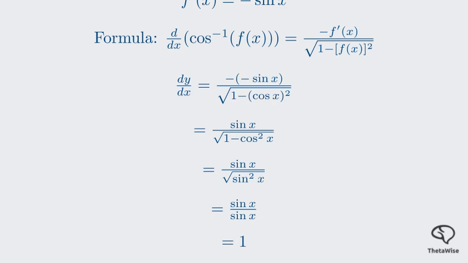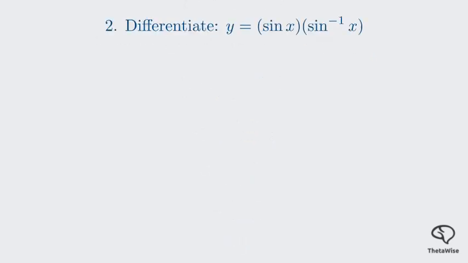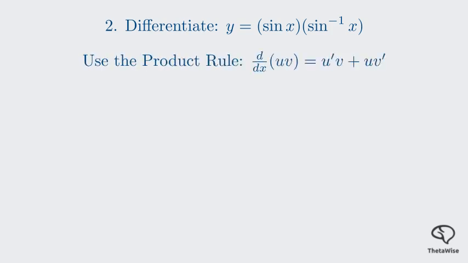The key takeaway is that even if you can simplify, understanding the chain rule is crucial for problems where you can't. Let's move to the next example. Number 2 is y equals sin x times sin inverse of x. Here we have a product of two functions. u equals sin x, and v equals sin inverse of x. Therefore, we must use the product rule. The product rule states that the derivative is u prime times v plus u times v prime.